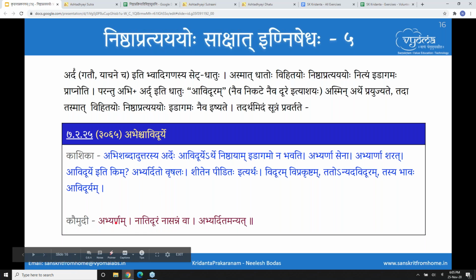Again, as I mentioned, specific words we have to learn so that our vocabulary increases in the language. So this is one of the words explicitly used in the sense of not too close and not too far. अभ्यर्णा, सेना, अभ्यर्णा, शरत्, तकारान्त स्त्रीलिंग शब्दः अस्ति शरत्, अतः अभ्यर्णा शरत् इति उच्यते. अभ्यर्दितम् अन्यत्.